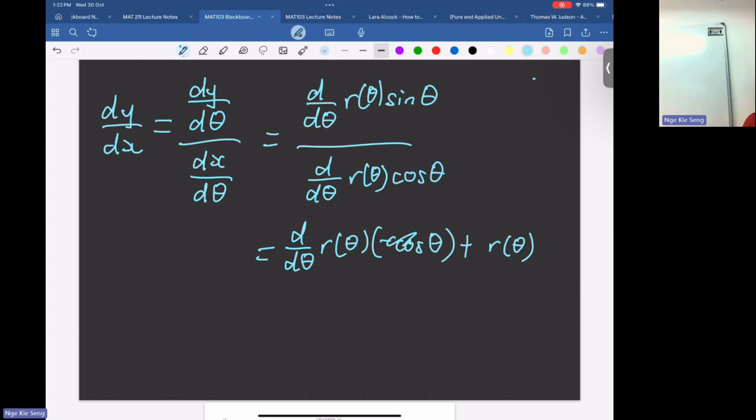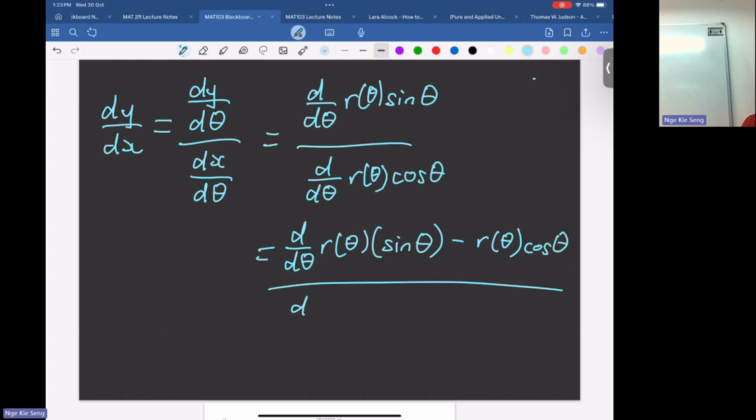Wait, okay, so this one should be sine. Then the other side should be a negative cos theta. And then you differentiate theta times cos theta plus theta times sine. Is it correct? Did I differentiate something wrong?